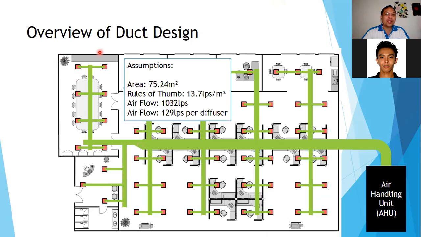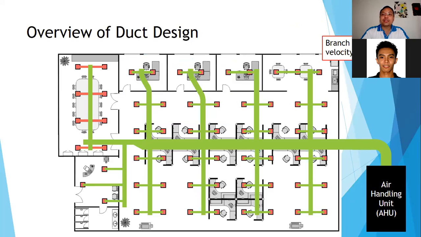Going back to our assumption, this conference room. Earlier, we assumed that this one is 209 liters per second per diffuser, or a total of 132 liters per second. Using our velocity method, for branch ducts, meaning those ducts that are connected to your terminal unit, the design for this branch duct is usually at 4 meters per second.